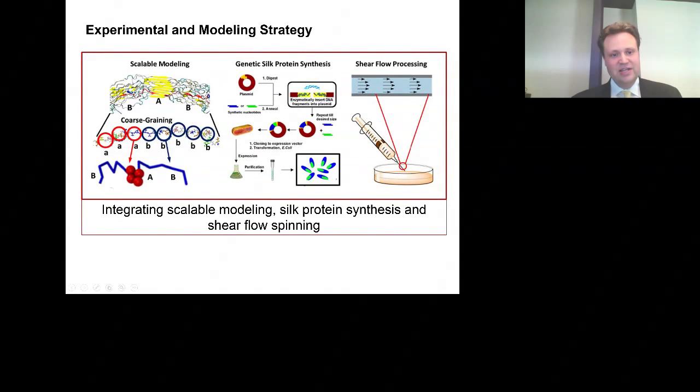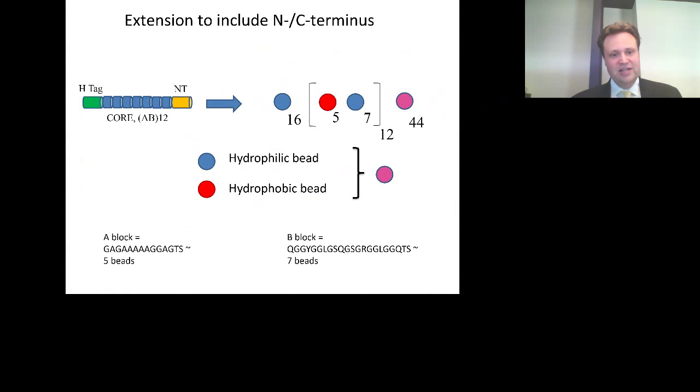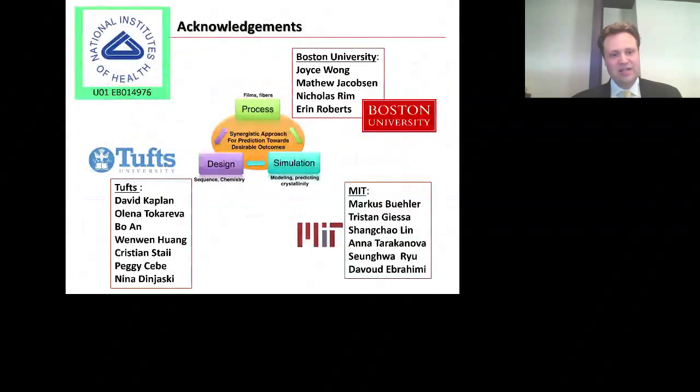What you'll see coming out of the group now are really the first studies coming out of the AB sequences with the histidine tag. In the near future, you'll be seeing some of the terminal domains being added, as well as additional processing conditions, different solvents. Beyond the initial designs, you'll see design of some very new properties, we hope, really dialing in properties in a computer simulation and making those structures. And so I'm very excited about the whole integration.